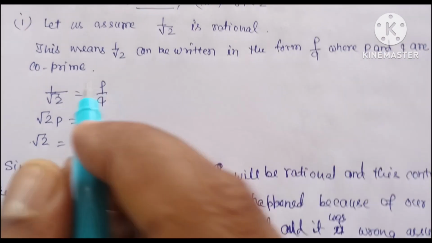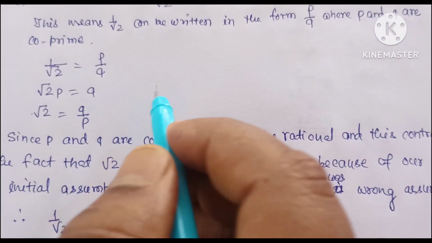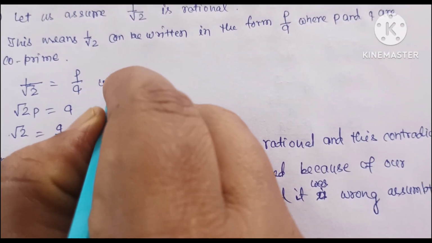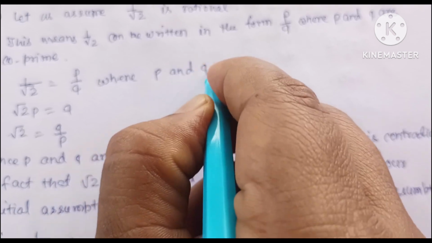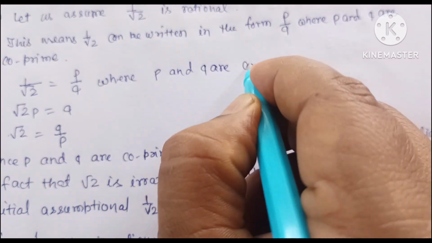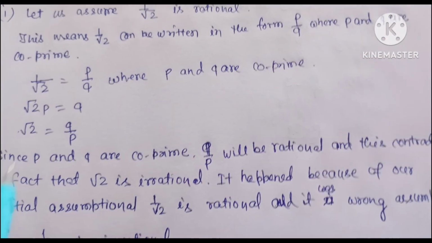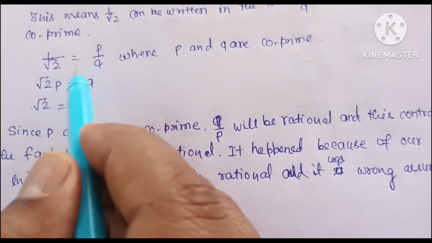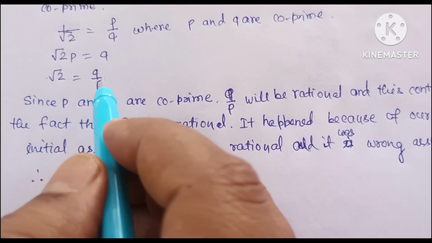Now we can write 1 by root 2 in the form of p by q, where p and q are co-prime. Now cross multiplication: root 2 p is equal to q, so root 2 is equal to q by p.